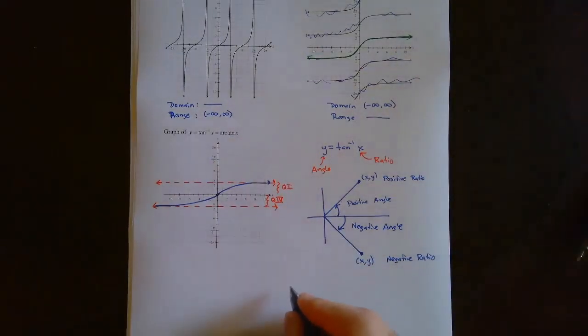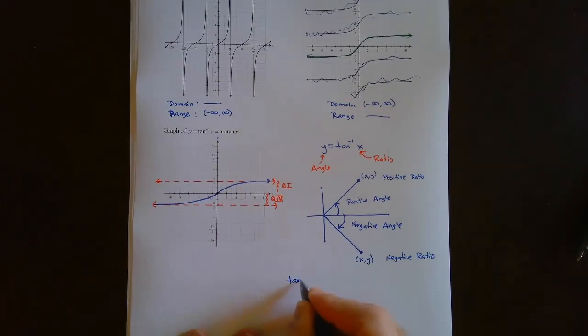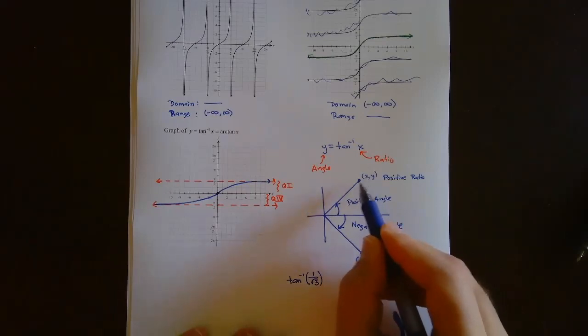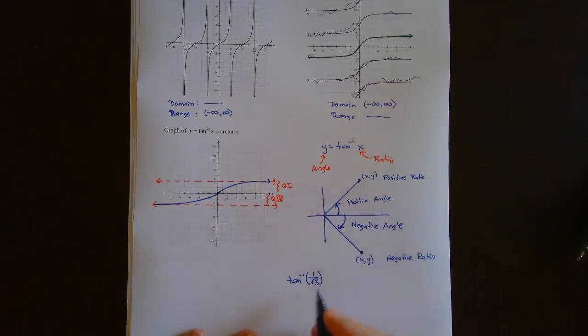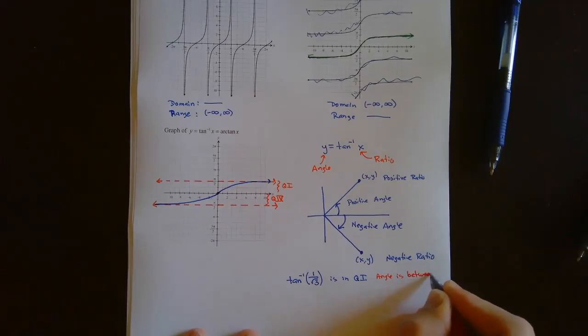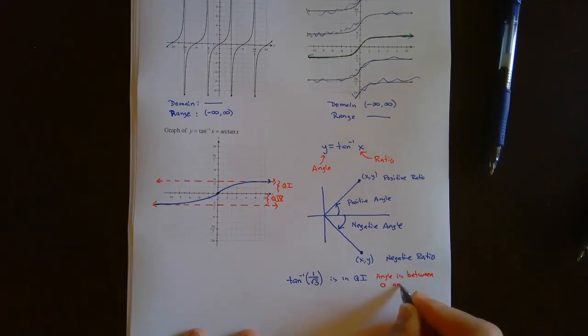Okay, so what if I ask you tan inverse of 1 over the square root of 3? My ratio is positive, right? And if I have a positive ratio and I'm doing tan inverse, I have to only be in one quadrant, and that's this quadrant. So I know this is in quadrant 1, and so my angle is between 0 and pi over 2.